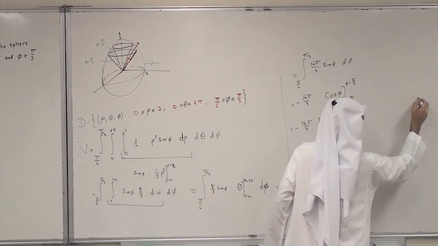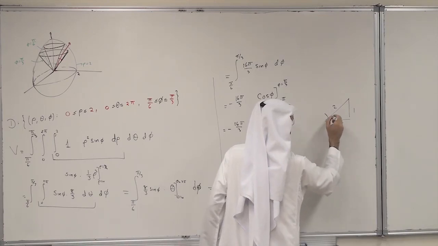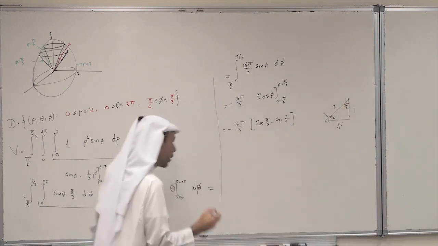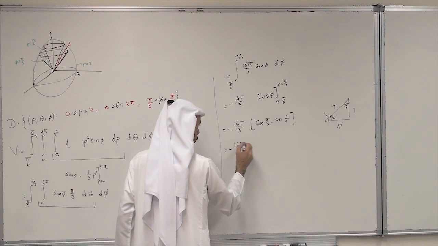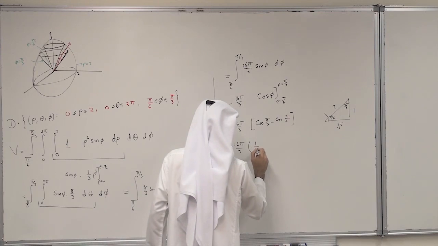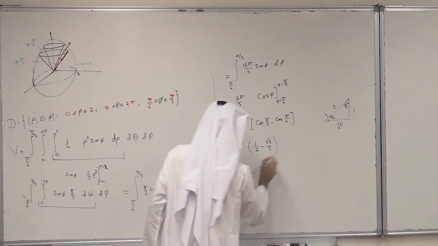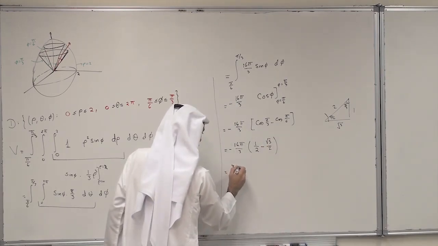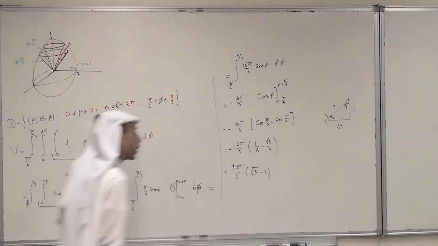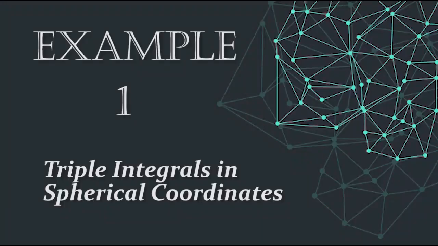With a simple triangle, the usual triangle here, 1, 2, root 3, this is pi over 6, and this is pi over 3. So this is minus 16 pi over 3 times cosine pi over 3, which is a half, minus cosine pi over 6, which is root 3 over 2. And this is 8 pi over 3 times root 3 minus 1. So this is the volume of this problem.